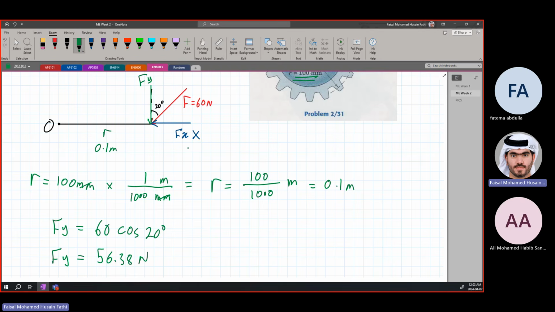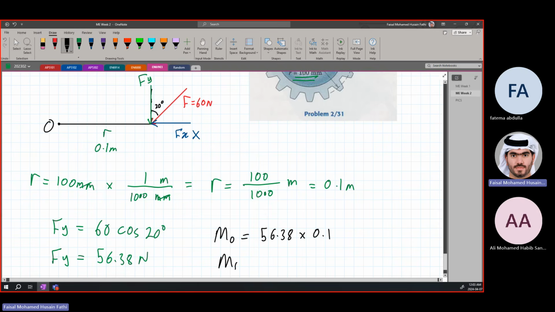Now that we have that, we can simply find the moment about O, which is going to be equal to Fy, which is 56.38, times the perpendicular distance, which is 0.1. So the moment is going to be 5.64 Newton meter.